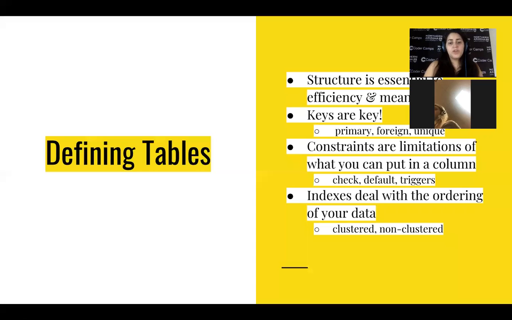All right. So with defining tables, structure is essential to the efficiency and meaning. And keys are key. I say that because when you're dealing with a lot of tables, you need keys in order to connect them. So you'll have primary, foreign, and unique keys. Unique keys are going to be something like a student ID, right? If we're dealing with that, then every student has their own unique ID, which is a key to gain access to that student information. There are going to be foreign keys that are keys that link tables together.